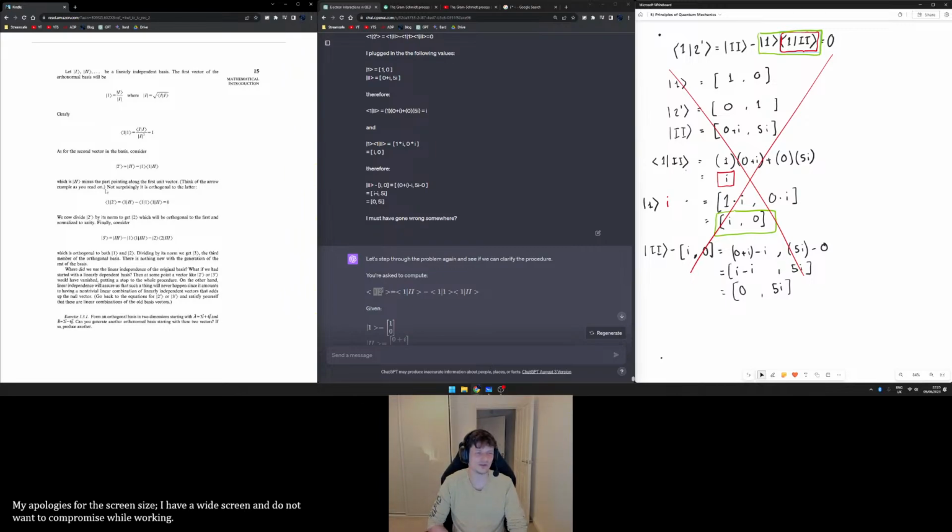So it says form an orthogonal basis in 2 dimensions, starting with a vector a hat equals 3i hat plus 4j hat, and b equals. Can you generate another orthonormal basis starting with these 2 vectors? If so, produce another. Yeah, so let's do that later.